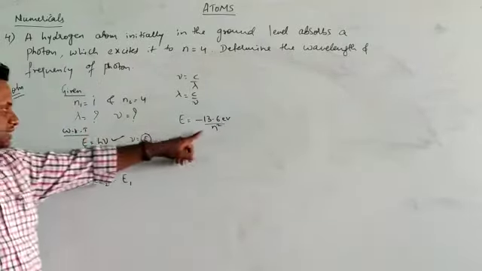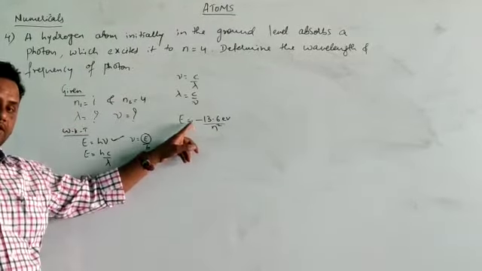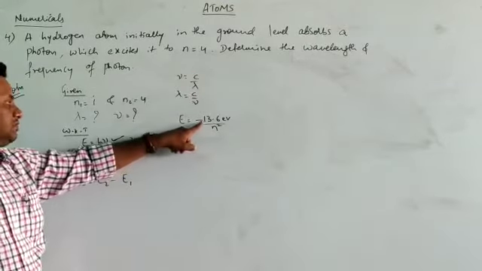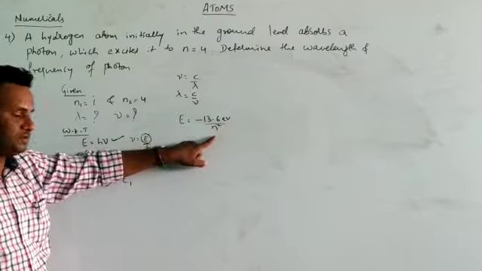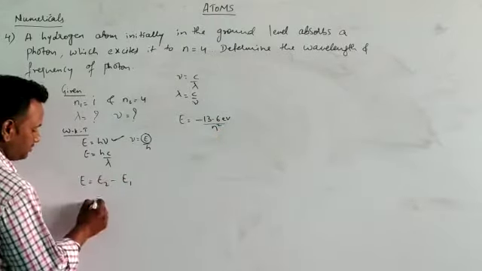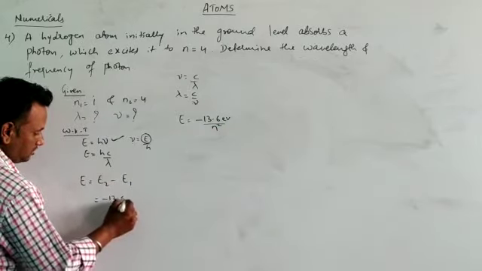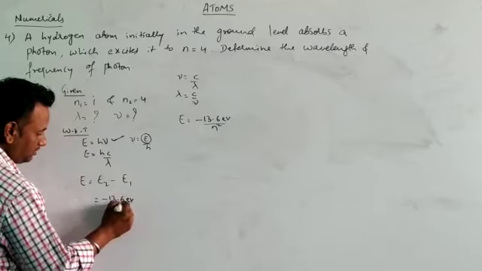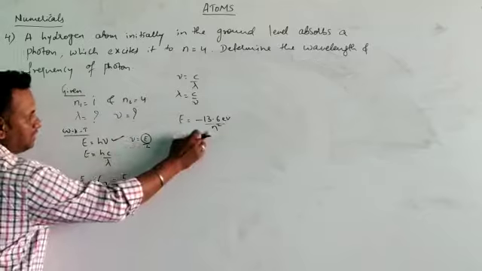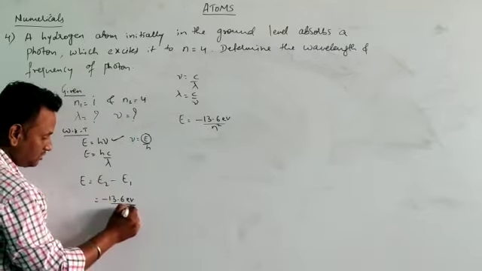Okay, this relation we know. The energy of the electron in the nth orbit is given by E is equal to minus 13.6 electron volt divided by n square. So here I can use that formula. E2 means minus 13.6 electron volt divided by n square, here n is 2, so I can take this as n2 square.